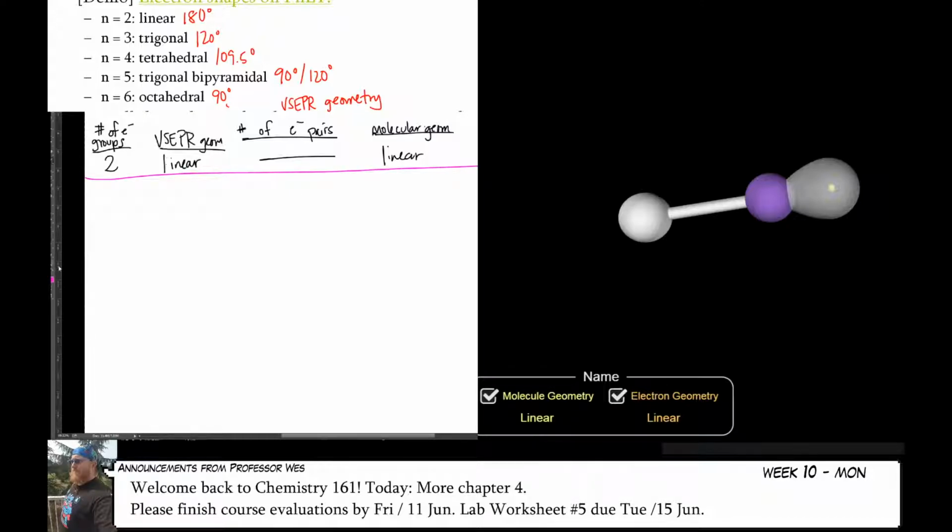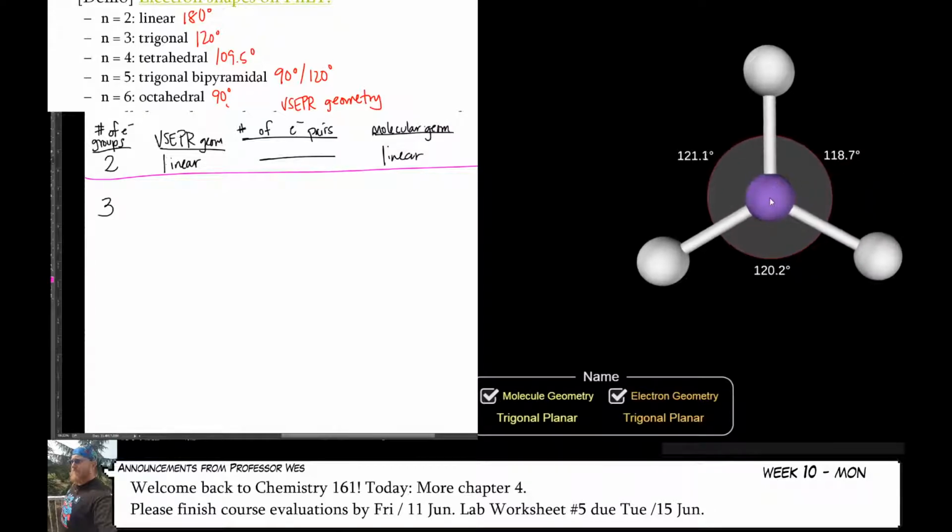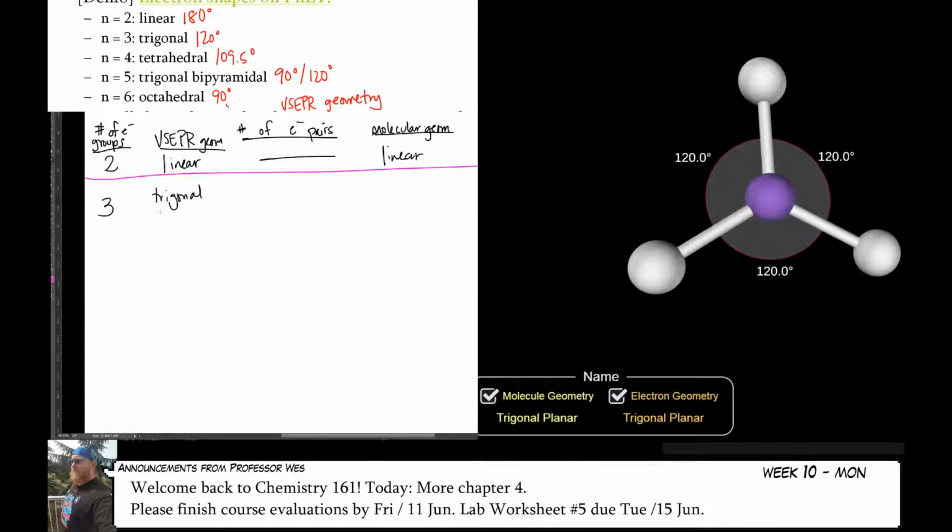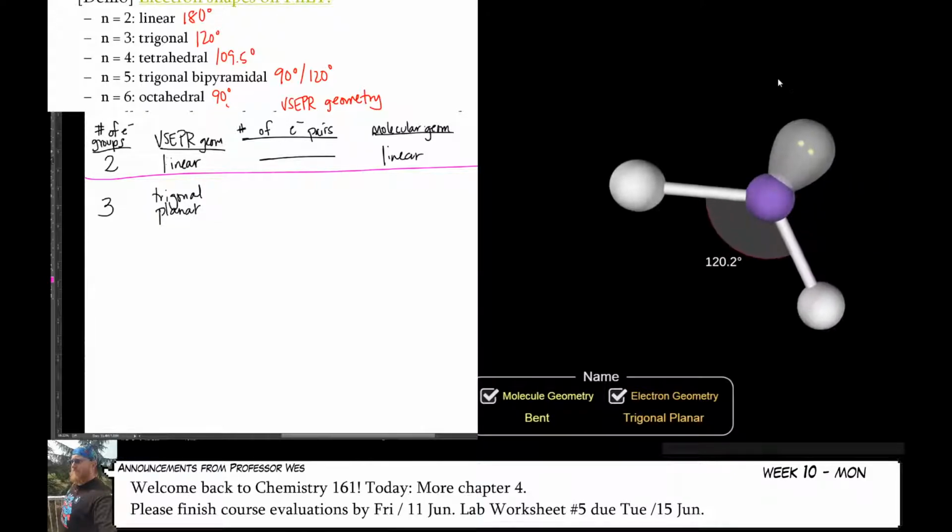All right, we'll separate that out. So the next one we're going to look at is 3. If I have 3 electron groups in here, they form a triangle, and we call the VSEPR geometry trigonal planar, just like we said before. Now, if electron pairs are invisible, then adding one in here changes my shape, doesn't it? So if I have 3 electron groups, but one of them is an electron pair, my shape is now different.